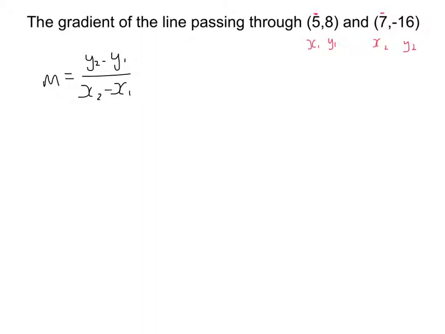So now what we need to do is get those points and substitute them into the equation. So the gradient is equal to y2, which is -16, take away y1, which is 8, over x2, which is 7, take away x1, which is 5. -16 take away 8 is -24. 7 take away 5 is 2. So this will give us a gradient of negative 12. And that's all you need to do with this one, because that's the gradient.